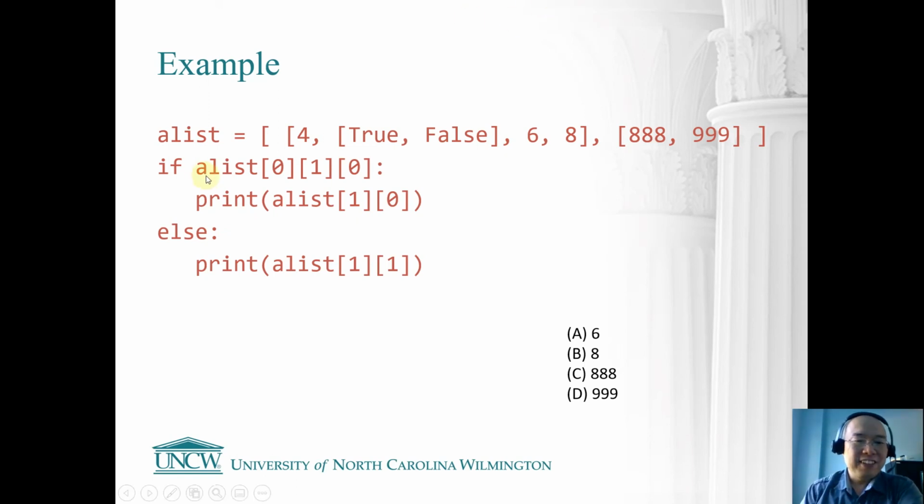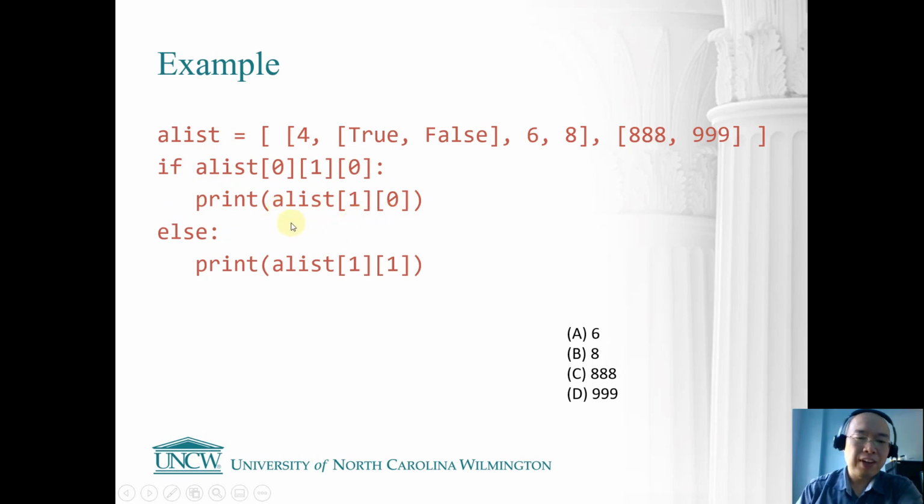Okay, so if we want to get a list 0, what is that? That is 4, true, false, 6 and 8, right? So that is a list 0. How about a list 0, 1? That is the second item from the list, so we have the list of true and false. Okay, and how about a list 0, 1, and 0? That is the true, right? So if true, we go to the if branch and we are printing this. And what is that? That is a list 1 and 0.